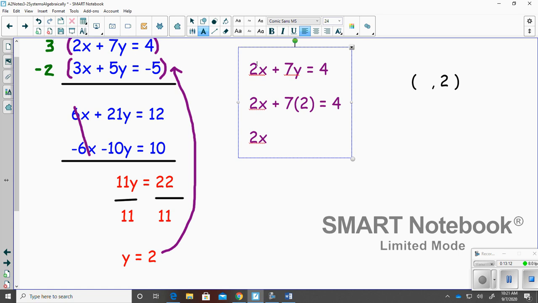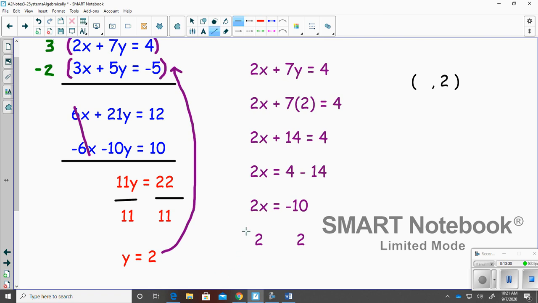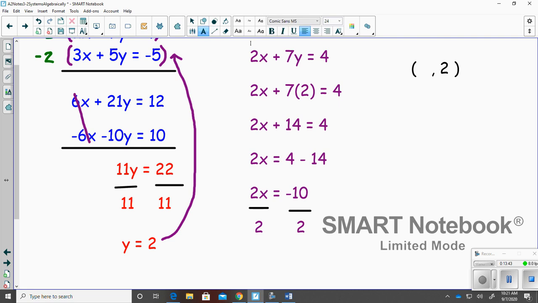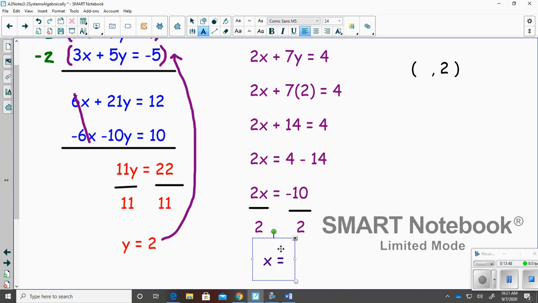I'm going to end up getting 2x plus 14 is equal to 4. I'm going to transpose the 14, so 2x is equal to 4 minus 14 when the 14 comes across. Now I'm left with 2x is equal to 4 minus 14, which is negative 10. I'm going to divide by 2. And it looks like I am left with x is equal to negative 5.